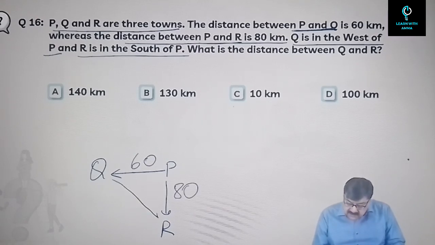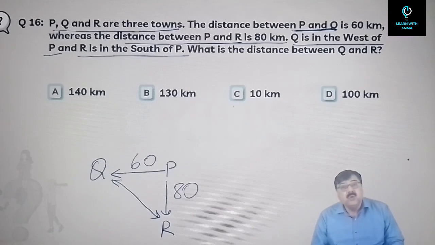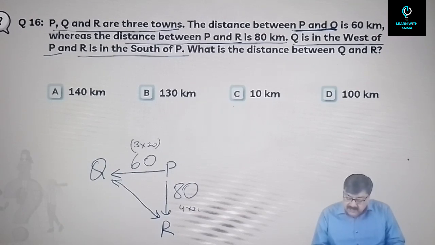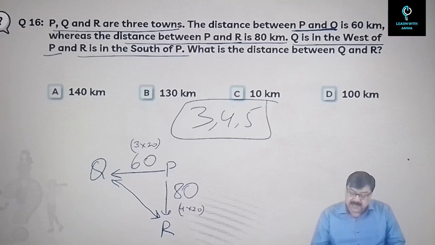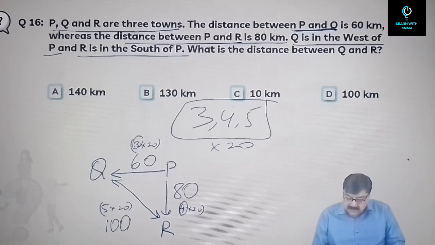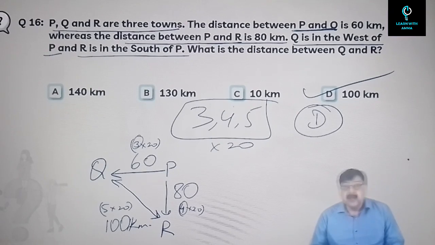So what is the distance between Q and R? Again Pythagoras theorem. Don't apply Pythagoras theorem. Apply Pythagorean triplet. So please observe, this is 3 into 20. This is 4 into 20. And 3, 4, 5 is a Pythagorean triplet, each multiplied with 20. So 5 into 20, that is 100 kilometers should be your answer, which is given in choice D. So please do apply Pythagorean triplets. It will save you time and your accuracy will be 100%.